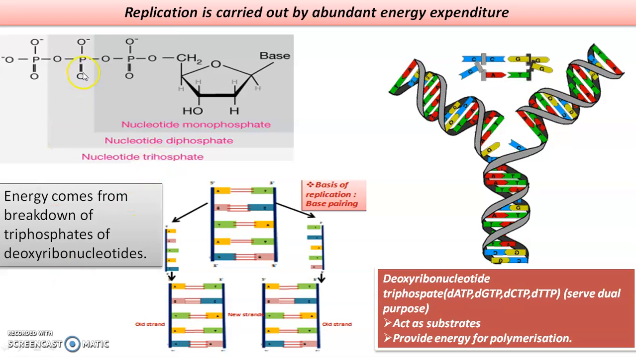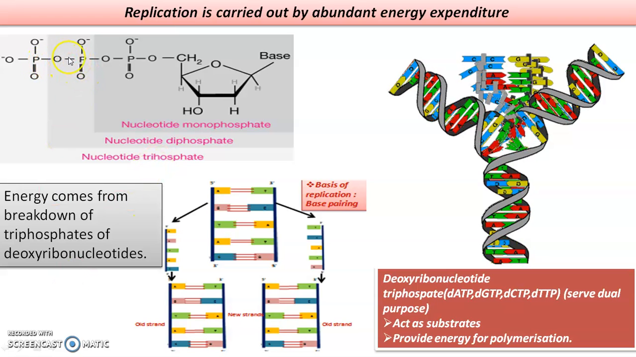How do they provide energy? The terminal two phosphates provide energy, because this is the deoxyribonucleotide triphosphate. When the bonds between the phosphates break, a phosphodiester bond is formed between the newly coming nucleotide and the 3' OH group of the growing chain.